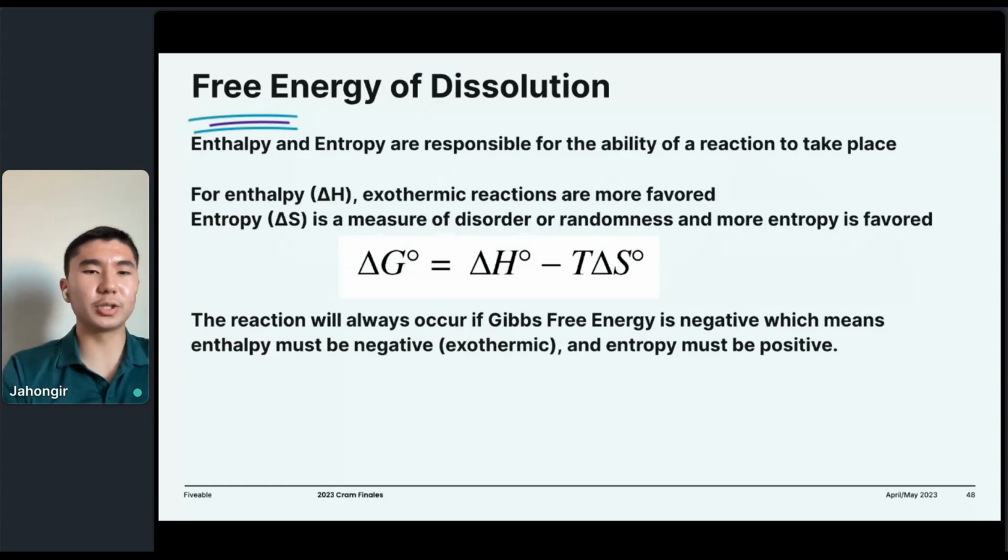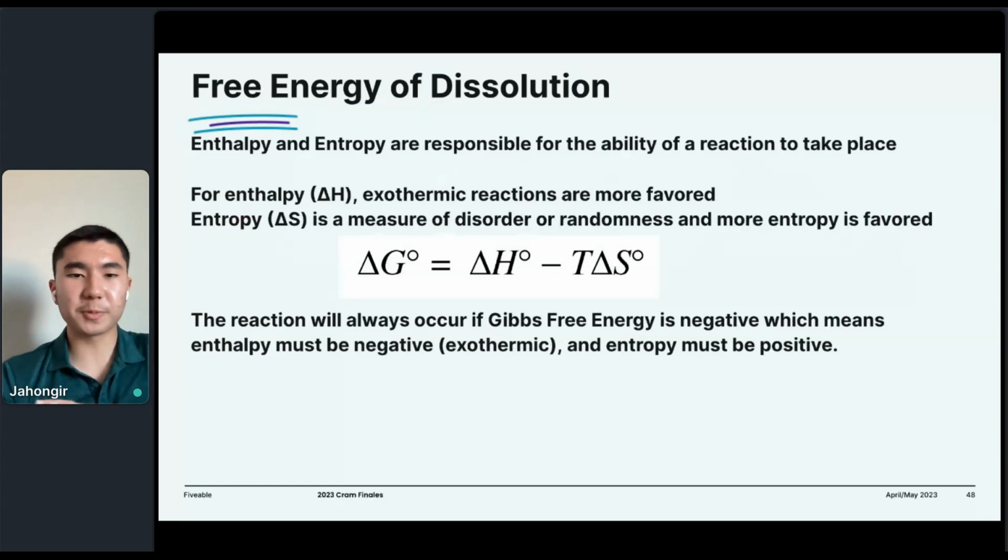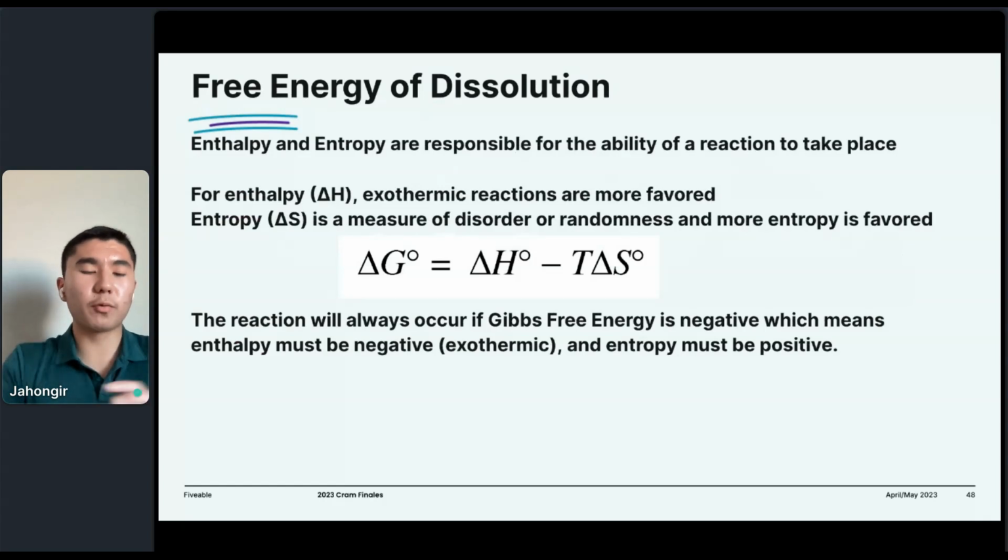And this is also going to warm me up to Unit 8, which Shreyas will talk about. And this is free energy of dissolution. And it talks about enthalpy and entropy, which are responsible for the ability of a reaction to take place. So for enthalpy, an exothermic reaction is more favorable, or if our enthalpy is negative. And for entropy, it's just a measure of disorder or randomness, and more entropy is favored. So for a thermodynamically favorable reaction, our enthalpy must be, or preferably should be, negative, and our entropy should be positive. And this is just Gibbs free energy, and it will only occur if it's negative. So we will only be thermodynamically favorable if our delta G is negative.